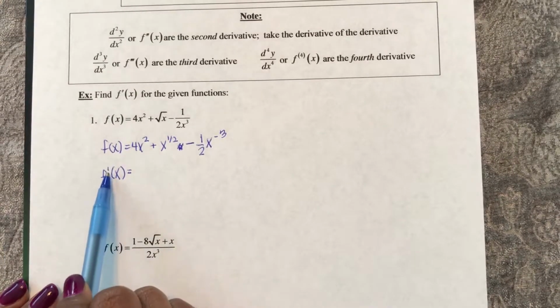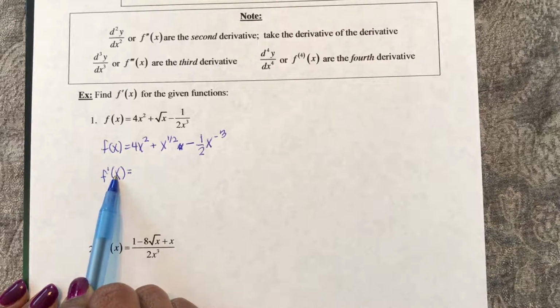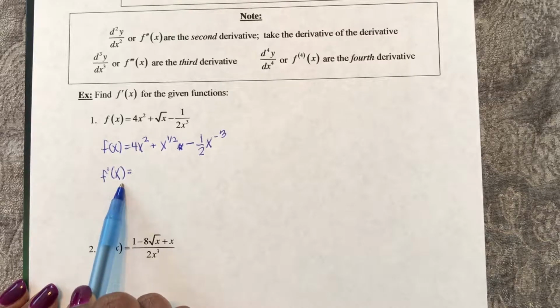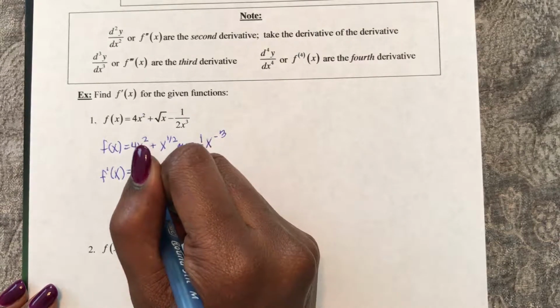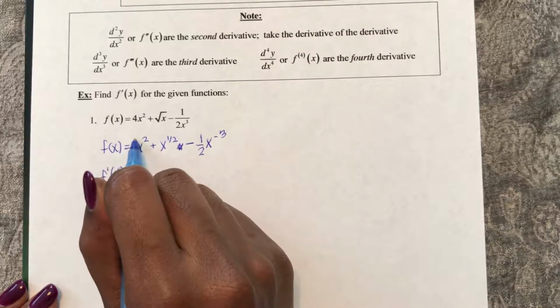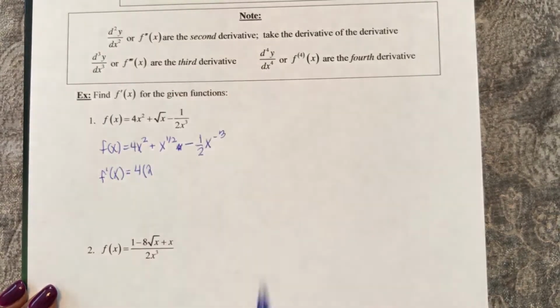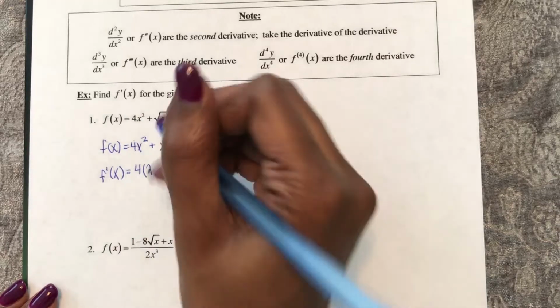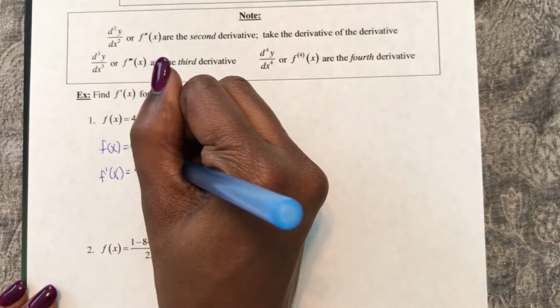And notice I wrote this notation here for f prime of x to show that now I'm taking the derivative. You must make this statement once you're starting the derivative. So in order to take the derivative of a constant times x squared, I'm just going to do 4 multiplied by 2, that's bringing down the power of x, and then 2 minus 1 power.